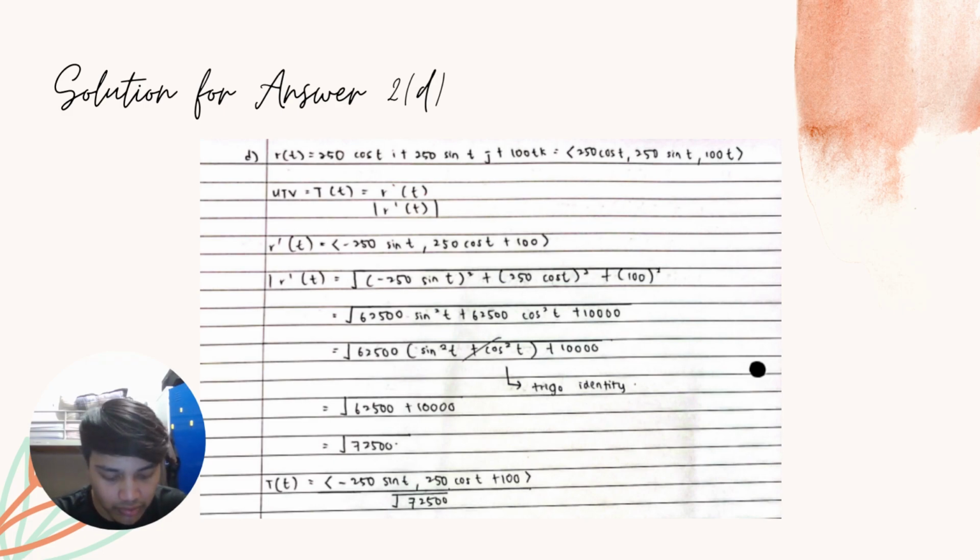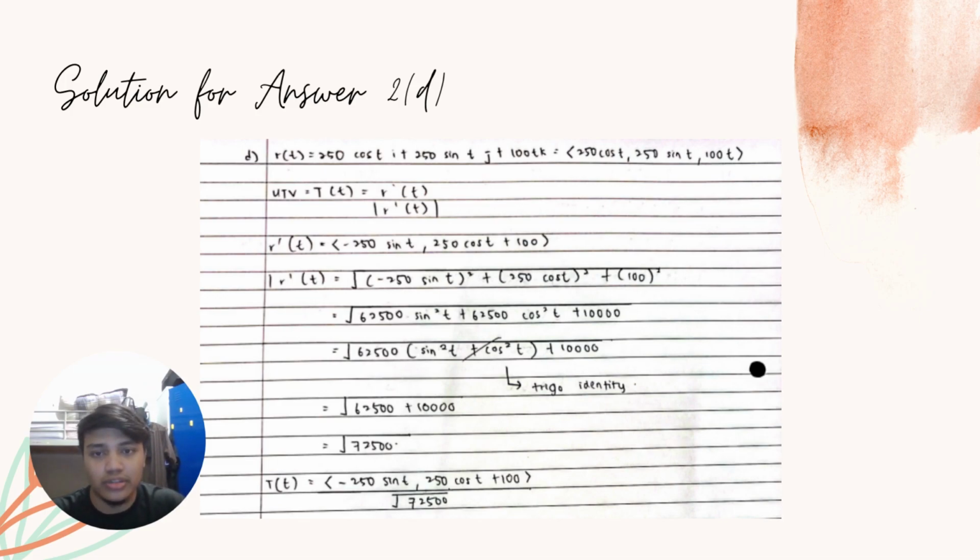Soalannya, find the unit tangent vector and unit normal vector to the helical path. Untuk dapatkan tangent vector ni, formula dia adalah r prime (t) over magnitude r prime (t). Untuk cari r prime (t) tu, kita differentiate daripada soalan. Equation yang dia dah bagi, 250 cos t i tambah 250 sin t j tambah 100t k. Differentiatekan semua tu dapat negatif 250 sin t, 250 cos t, tambah 100.